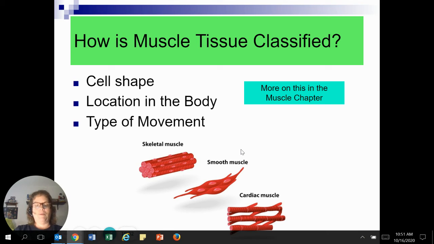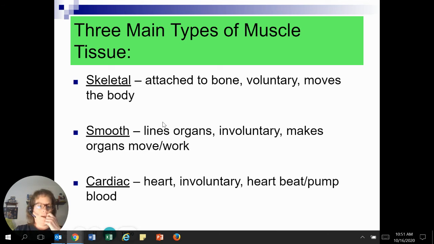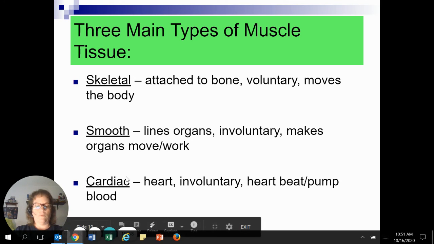All right, so how is muscle tissue classified? It is classified based on the cell shape, where it's located in the body, and the type of movement, whether it's voluntary or involuntary. Now, we'll get into more specifics on this when we get to the muscle chapter, but right now that's all you need to know. Just know that the three types are skeletal, smooth, and cardiac, where skeletal is attached to the skeleton, smooth is lining the organs, and cardiac, of course, is the heart.